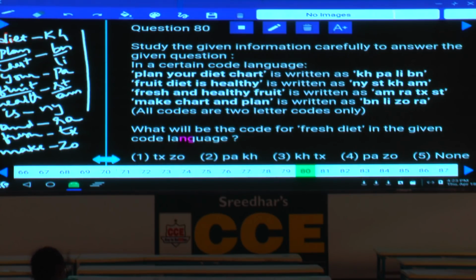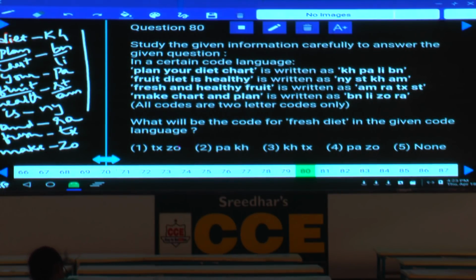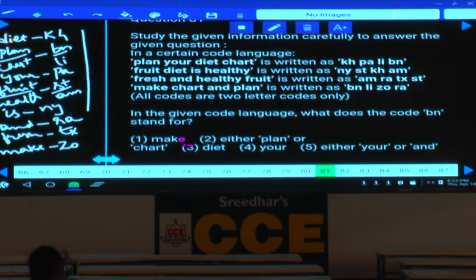The next one, question number 80. Now, in this question, what will be the code for fresh diet? What is the code to the word fresh here? The code to the word fresh is TX, and the code to the word diet is KH. TX, KH, that is choice 3. Then question number 81. In the given code language, what does the code BN stand for? The code BN stands for either plan or chart. Plan or chart, that is choice 2.